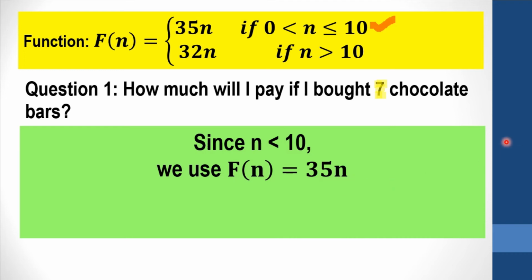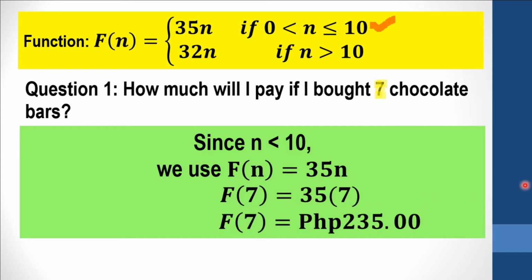So, parang yung kanina, gagawin lang natin, mag-substitute tayo ng values. Yung n natin naging 7. So, since ito yung given natin, f of 7 is equal to 35 times 7. Okay, so we have 35 times 7 equals 245. So, ito yung babayaran natin, 245 pesos.